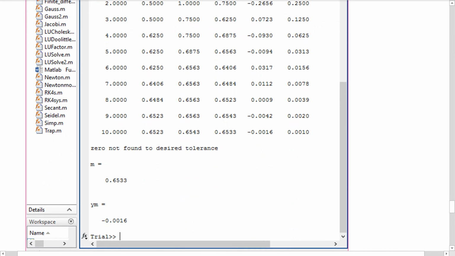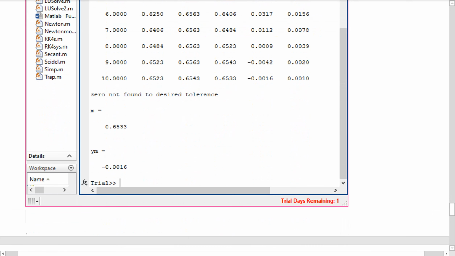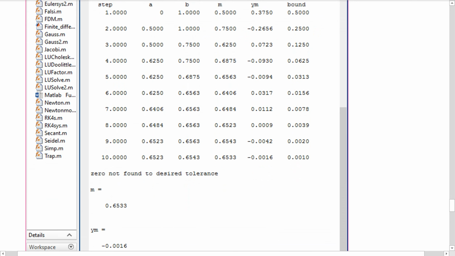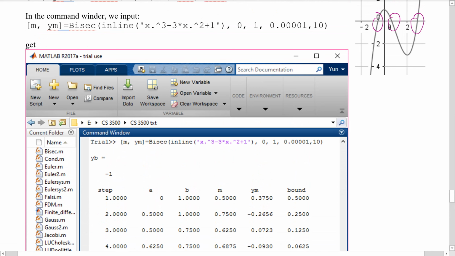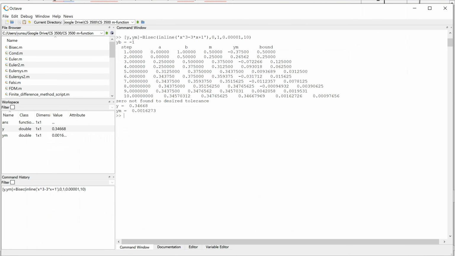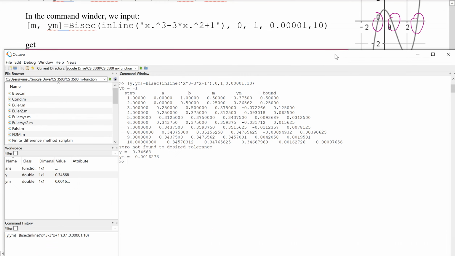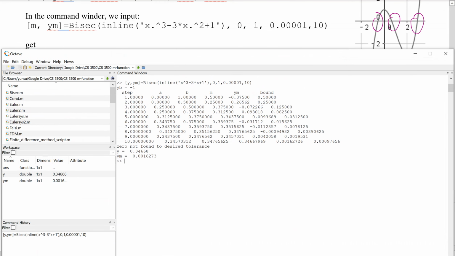So let's put that in Octave. Have you downloaded Octave? I hope everybody can try it with me. So, Octave here. Let me move down a little bit so I can see it.